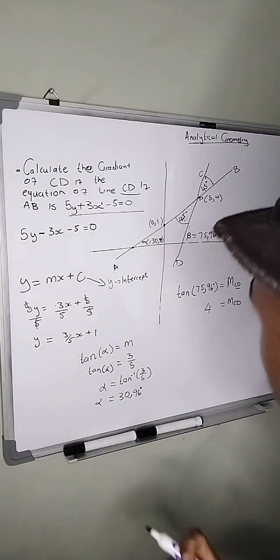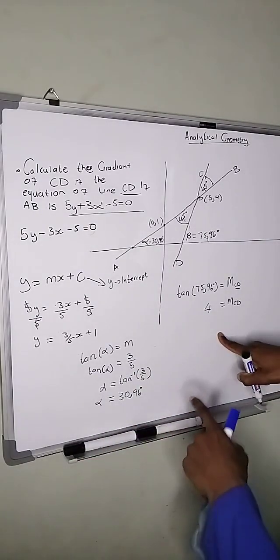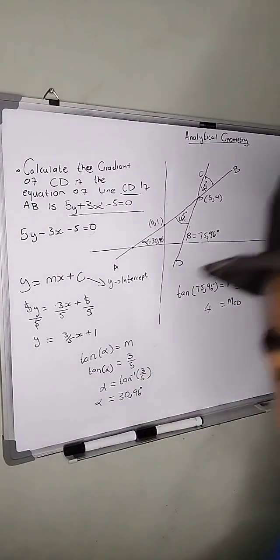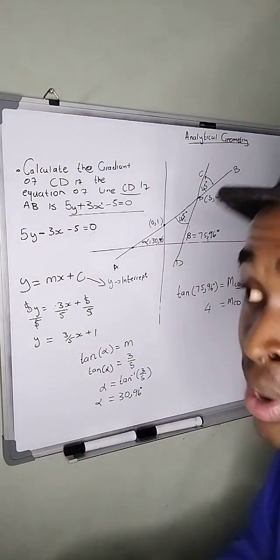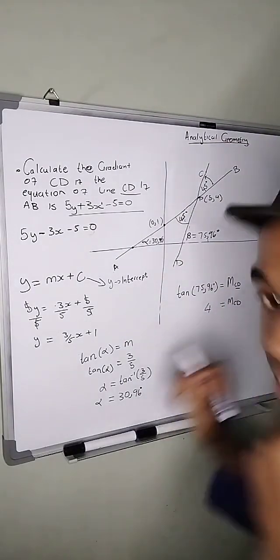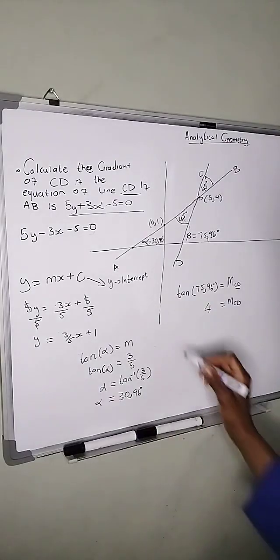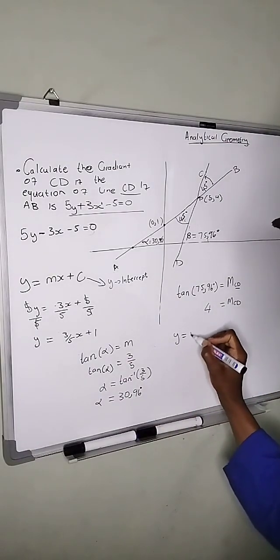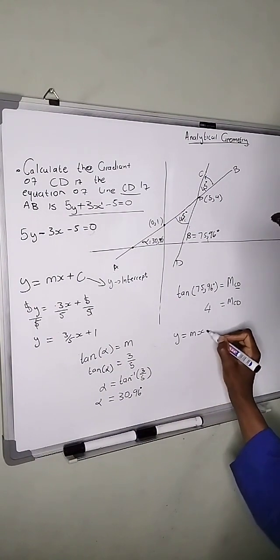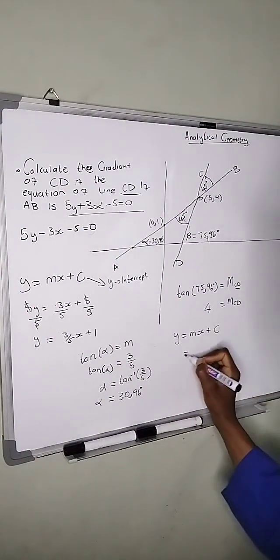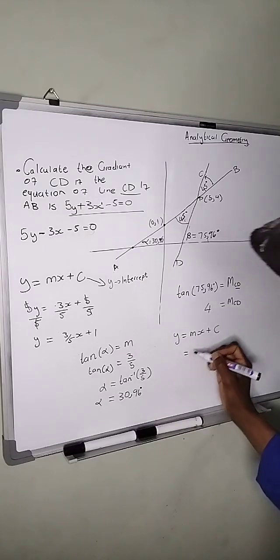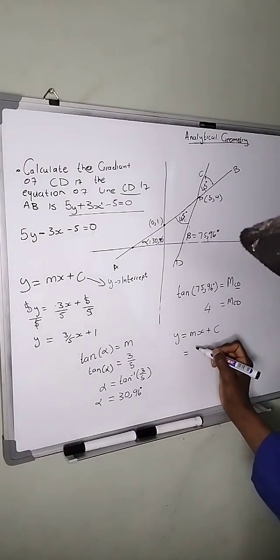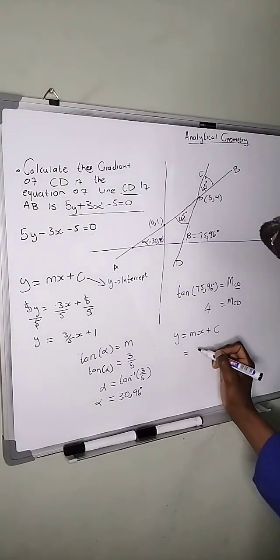Now we can get an equation. So now we are done, and we got our angle of inclination. Now we need the equation. So what is the equation? The equation is going to be y equals mx plus c. So what is going to be the value of m?